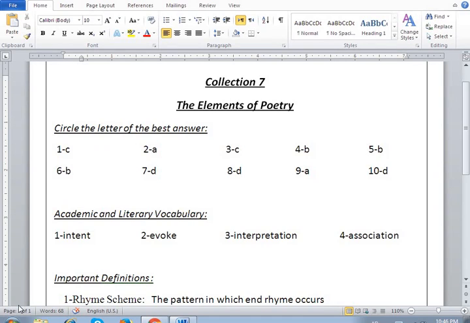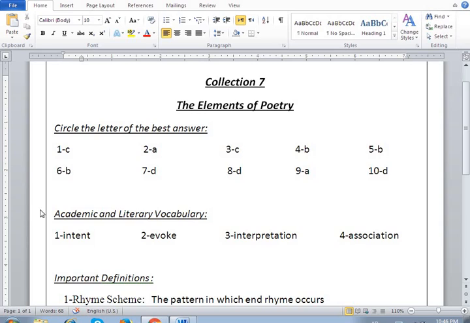Today we'll continue our lesson, our collection 7, The Elements of Poetry. Last week we took some definitions. We will revise them by the end of this video. But first of all, we have to answer the questions of this collection. So let's start solving. Circle the letter of the best answer to each of the following items.